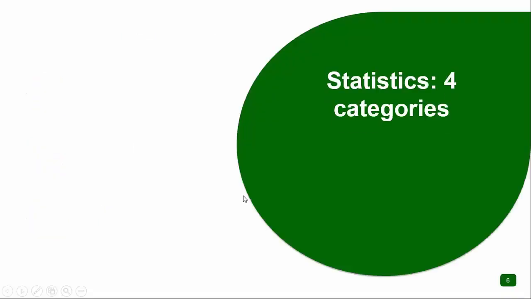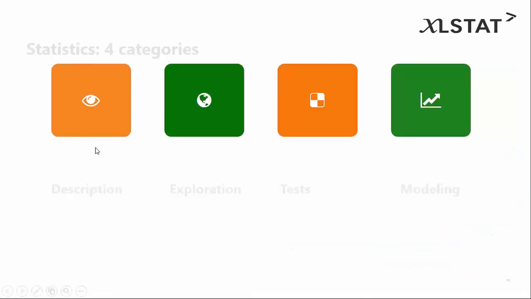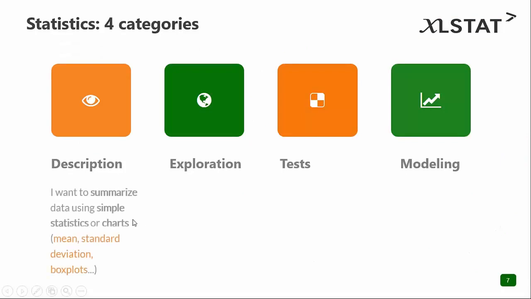So now let me tell you about my way of storing statistical methods into 4 big families of methods. So we first have descriptive statistics that allow summarizing data using very simple computations, such as the mean, the standard deviation, or box plots. So these tools can be used on univariate data or bivariate data, or sometimes on data with 3 variables.